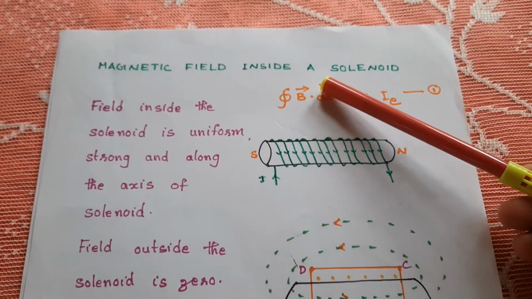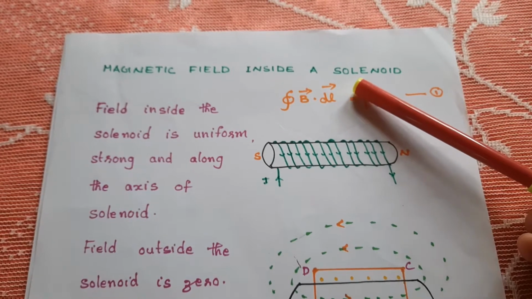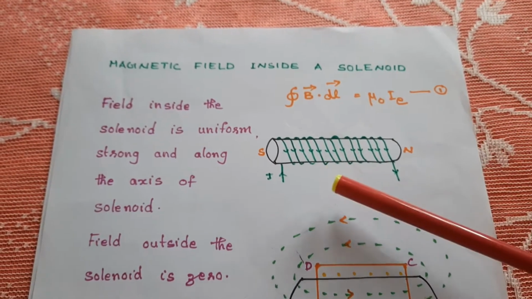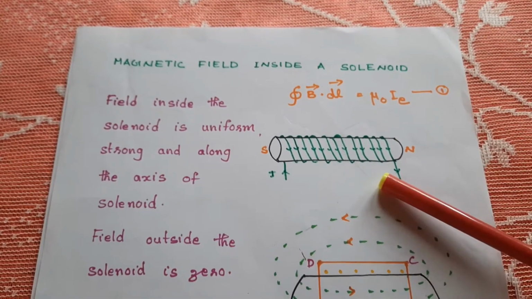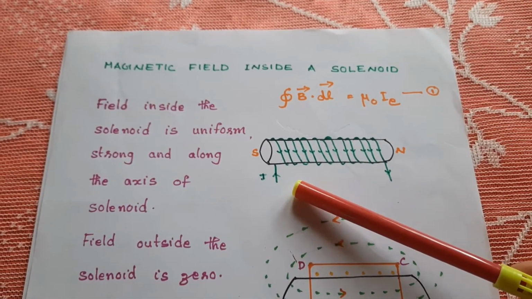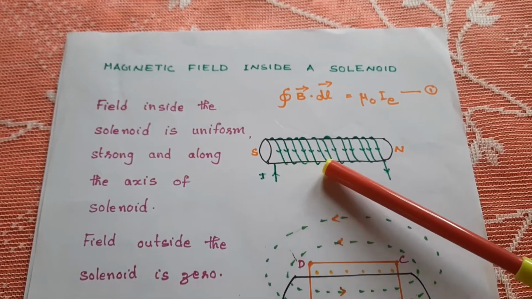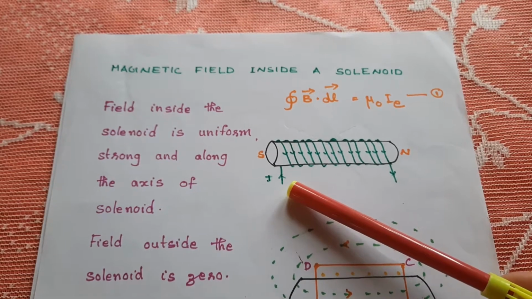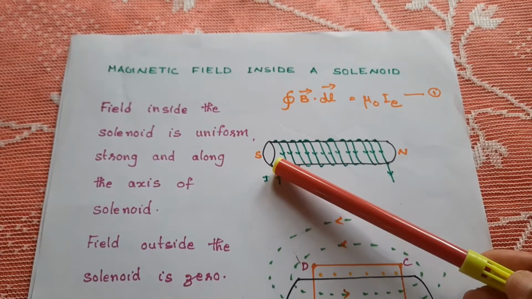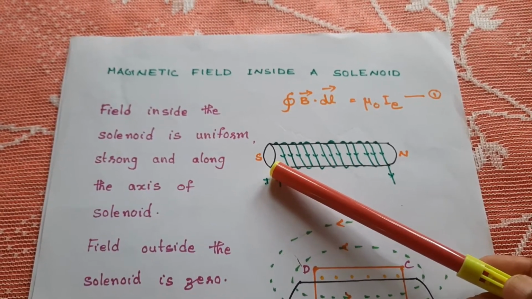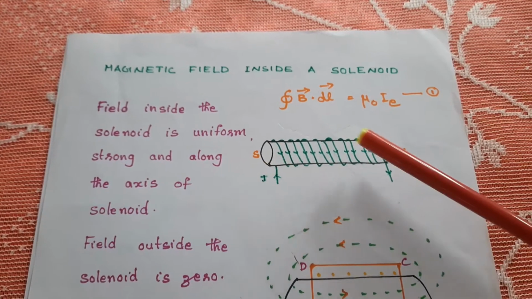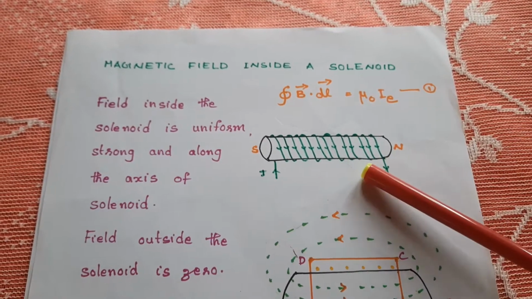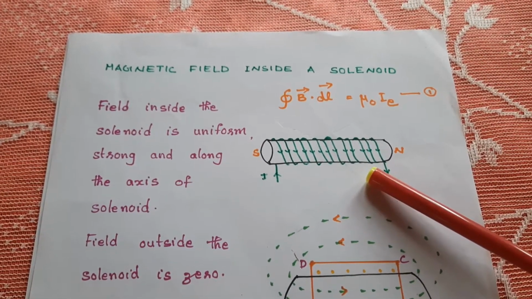Let us find the magnetic field inside a solenoid using Ampere's circuit law. Consider a long solenoid. It consists of a long conductor wound in the form of a helix. As current passes through the conductor, one end of the solenoid behaves as south pole and the other end behaves as north pole. So the solenoid is equivalent to a bar magnet.